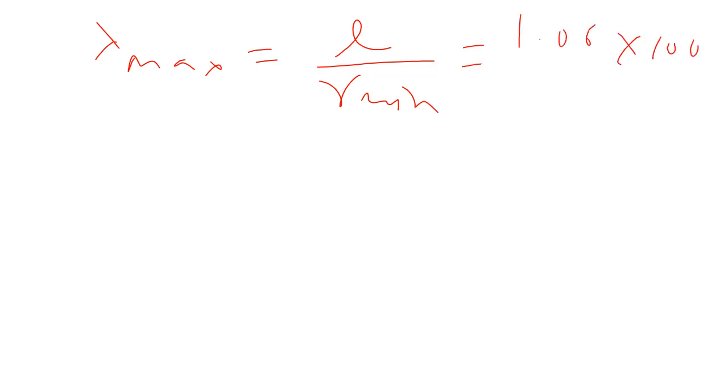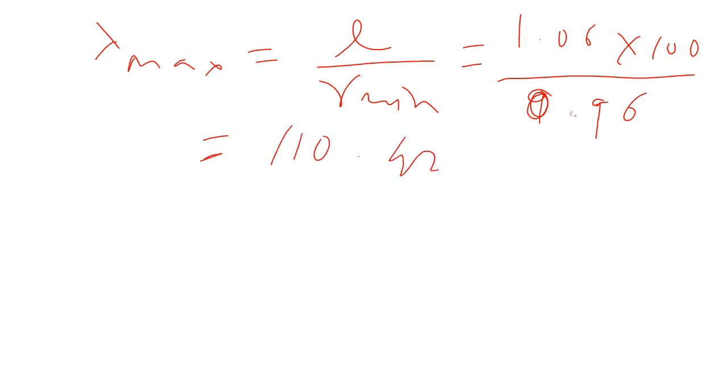So once we have that information, our job is to find lambda max. We know that it will be small l divided by r minimum. In this case it is 1.06. Let's convert that into centimeter and then use the value of r minimum in centimeter, 0.96. This will give us lambda max equal to 110.42.